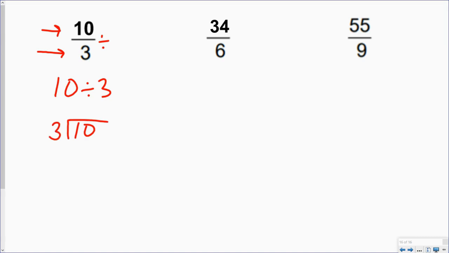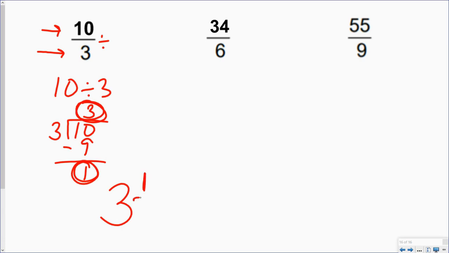I know that 3 goes into 10 3 times, which gives me 9. So I subtract my 9 and I have 1 left over. This 3 right here is my whole number because that's how many times it goes in there evenly. The 1 here is my numerator because that's my leftover. And then my denominator stays the same as it is in my previous fraction. So 10 thirds changed into a mixed number is 3 and 1/3.